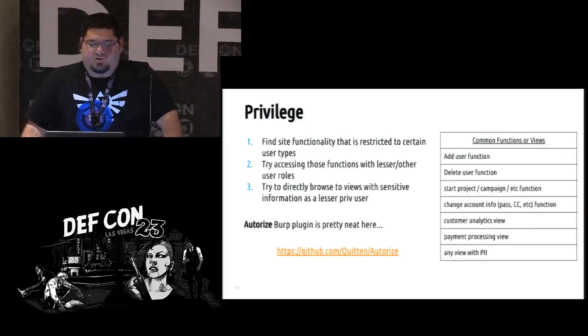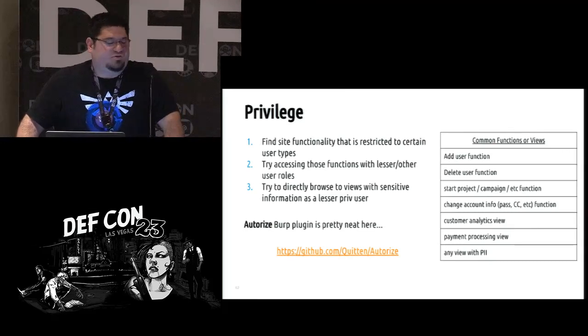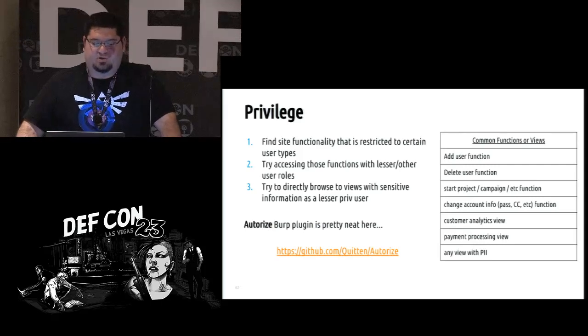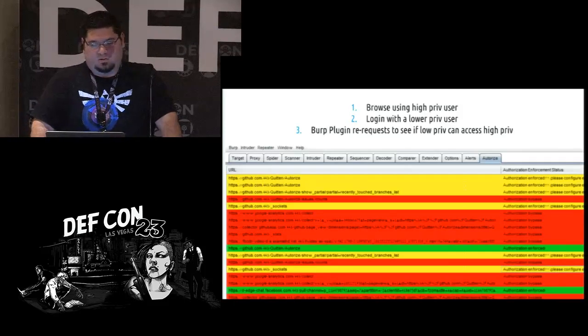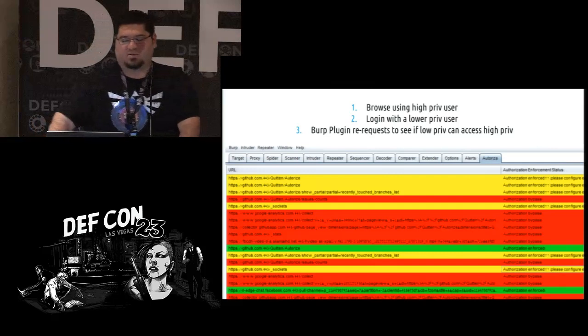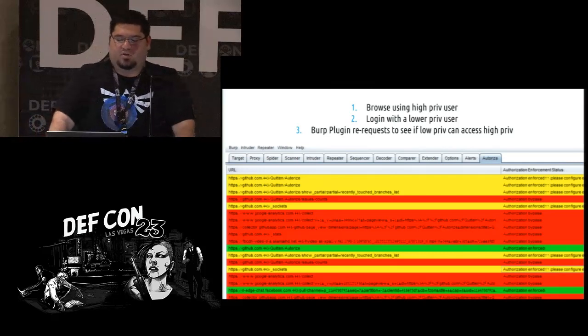Common functions or views that I check for privilege escalation, and these can actually be combined with the last two sections, are add a user, delete a user, start projects, change account info, view customer analytics, or a page that tells everything about whatever that site does. You want to try that view. Payment processing views, like receipts, or any view with any PII on it you want to focus on. So this is what that looks like. With Autorize, browse using a high privilege user, log in with a low privilege user, Burp re-requests everything and gives you prioritized output.